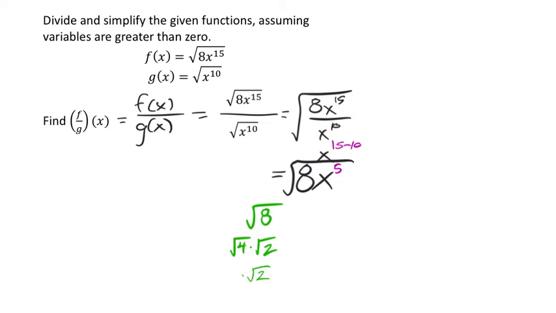Kind of an ugly 2. I don't know what happened there. That one's still pretty ugly. All right, and then we look at the square root of x to the power of 5.